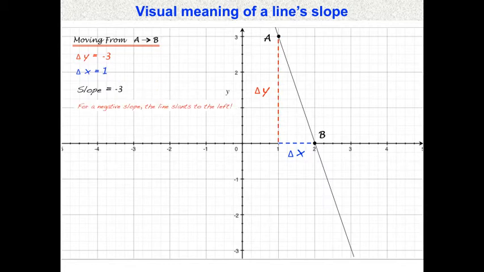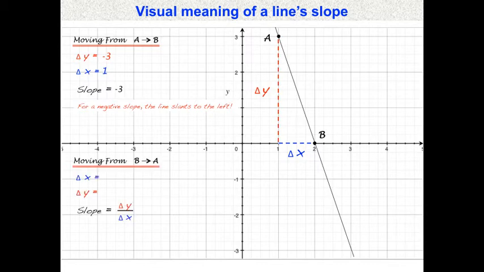Now, as you can see, for a negative slope, the line slants to the left. Before, all the slopes were positive and they were slanting to the right. And that happens to be a true statement. When the slope is negative, it will always slant to the left. And whenever the slope is positive, it will always slant to the right.